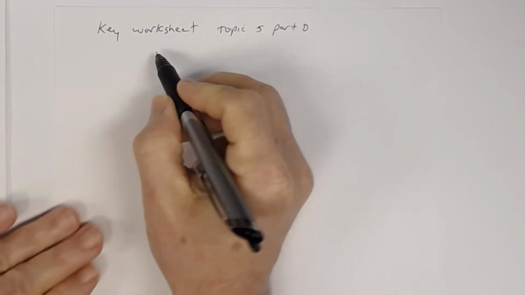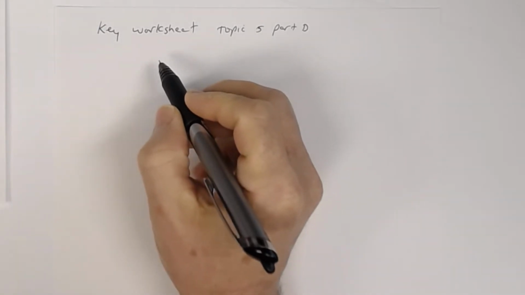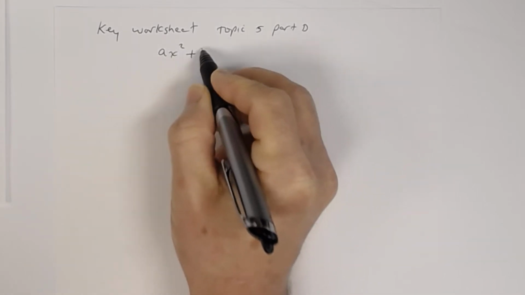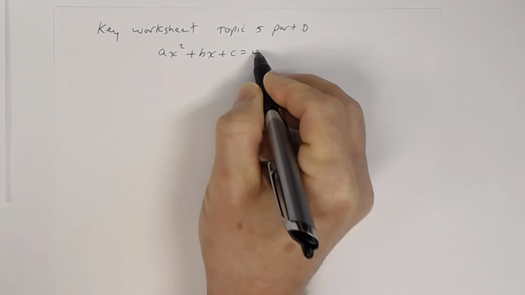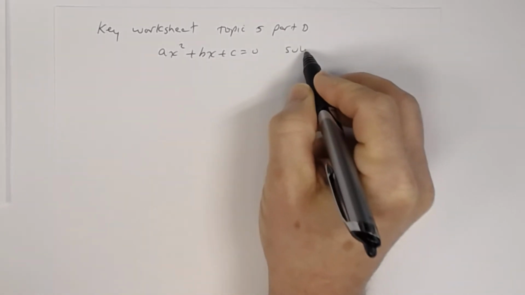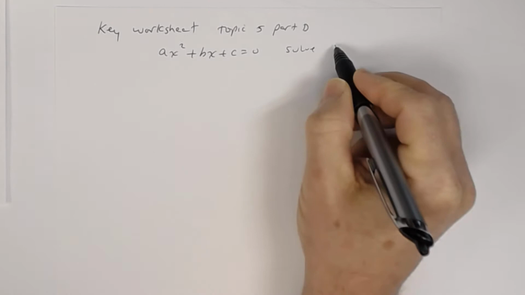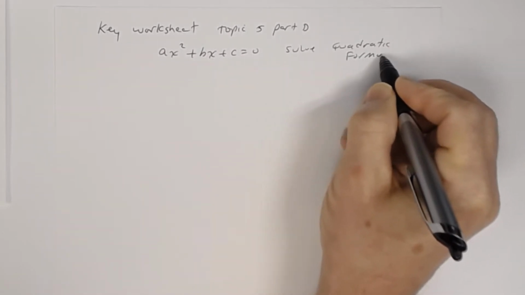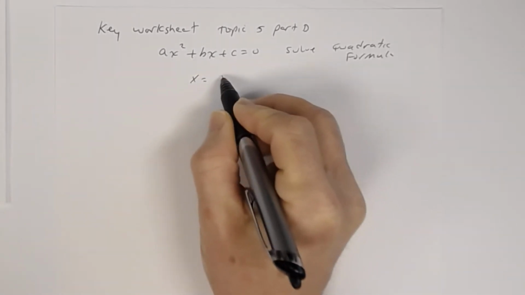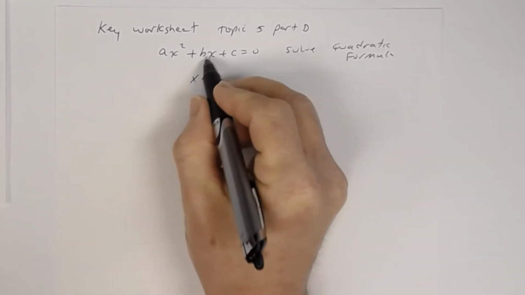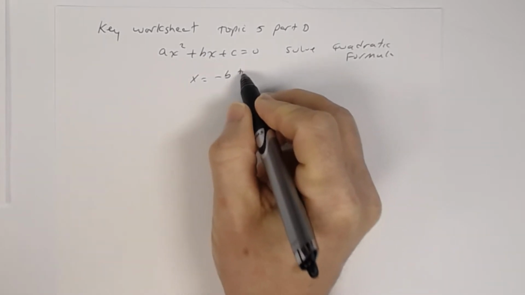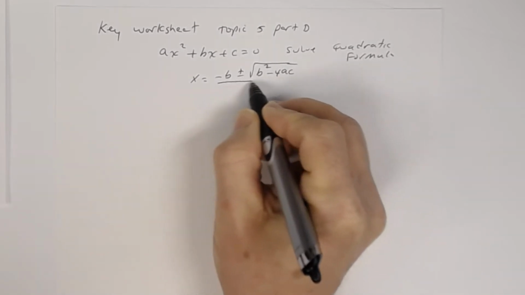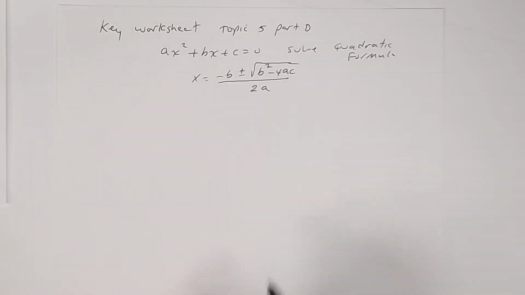Now, remember the quadratic formula you can use to solve any quadratic equation. So any quadratic equation of this form, ax squared plus bx plus c equals 0, you can solve using the quadratic formula. And so remember the quadratic formula is this. So x would equal, since the variable is x here, the opposite of b plus or minus the square root of b squared minus 4ac all divided by 2a. So that's the quadratic formula.